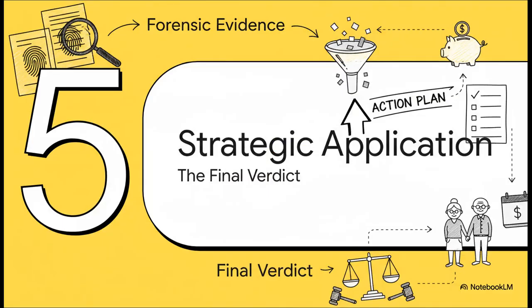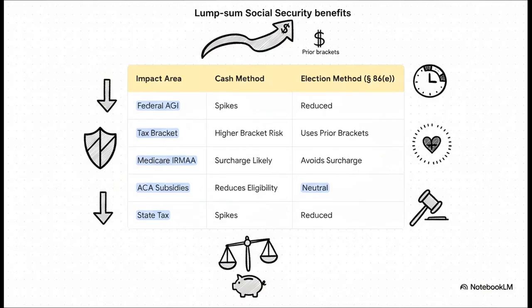All right, let's pull all this evidence together. It's time for the final verdict and a clear game plan for you as a practitioner. This table right here, this is the whole story in a nutshell. It's the key takeaway. Look at what the election does. It lowers federal AGI, it stops you from getting pushed into higher brackets, and, this is a big one, it can help you dodge those painful Medicare IRMAA surcharges. But look closely at that neutral for ACA subsidies. That's the Johnson case right there. So yeah, this election is an incredibly powerful tool, but you have got to know exactly where it works and, just as importantly, where it doesn't.